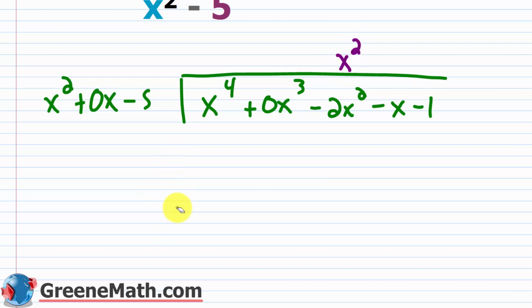All right, so what I'm going to do now is just multiply through. So x squared times x squared is x to the 4th power. x squared times 0x, let's just go ahead and put plus 0x cubed. And then x squared times negative 5, we could put minus 5x squared.